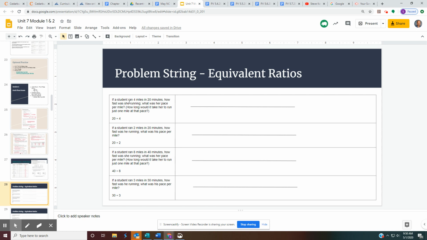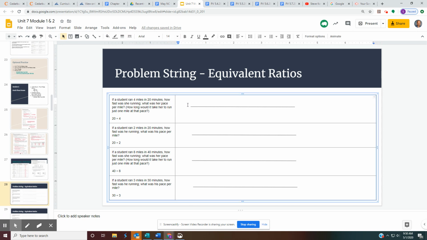It says, if a student ran 4 miles in 20 minutes, how fast was she running and what was her pace per mile? Okay, now you might have already been able to figure it out, but let's go ahead and take a look at how that would look in a ratio table form, right? So we have 4, and I'm going to use my capital letter I to divide up my ratios. And then I have 20 for my bottom ratio.